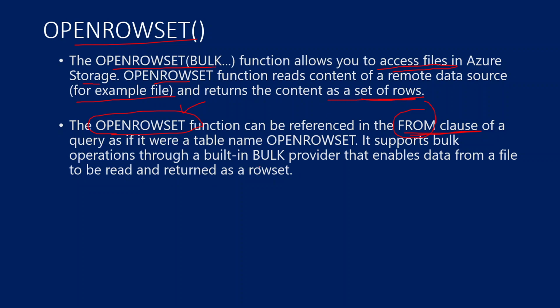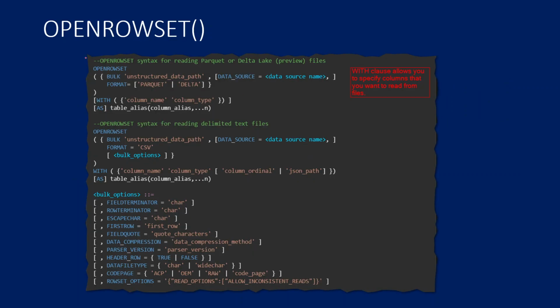And this function works using the BULK provider. Inside this OPENROWSET function you will use a BULK keyword where you will define the path of the file. So this BULK keyword or provider is going to enable you to read the data from the file and return it as a set of rows. This is the syntax of the OPENROWSET function.